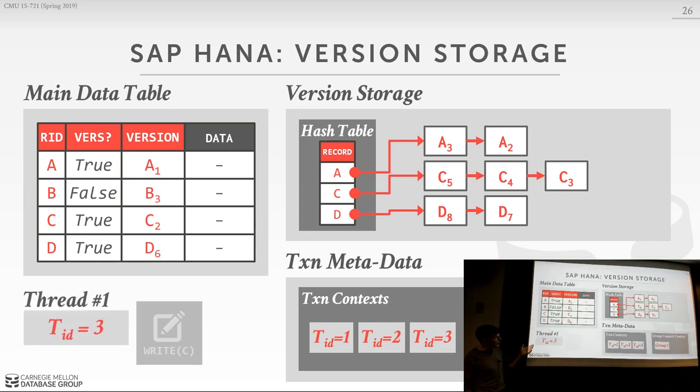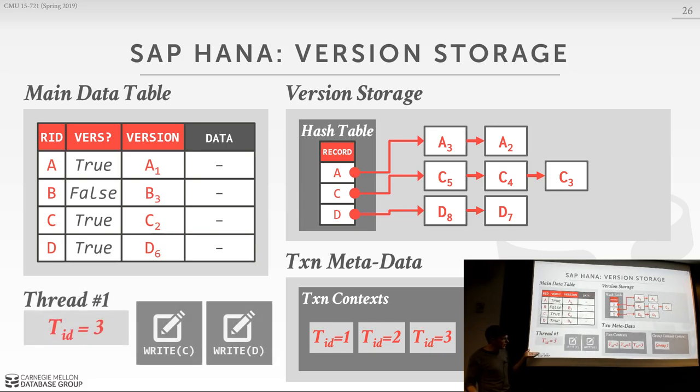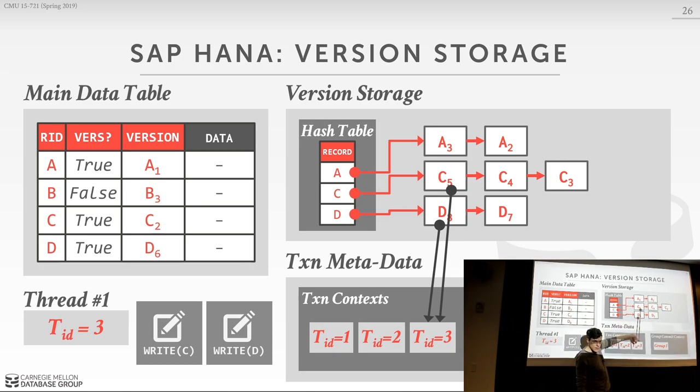So let's say we have a transaction here, and it gets timestamp 3, and there's a write on C and a write on D. Up here in the version storage space, these two guys will have pointers to this transaction context. And then if you want to find out whether this has actually been written to disk, they have something else called the group commit context, which has additional metadata that tells you whether all the transactions that are part of this group have been flushed out to disk or not.